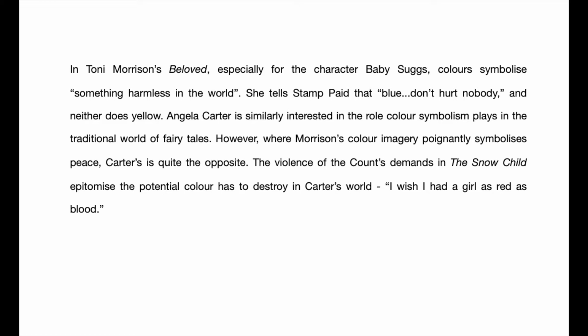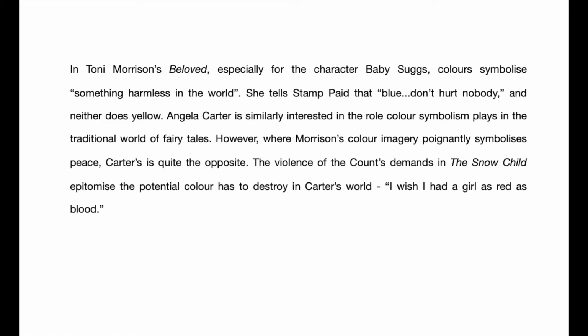Angela Carter is similarly interested in the role colour symbolism plays in the traditional world of fairy tales. However, where Morrison's colour imagery poignantly symbolises peace, Carter's is quite the opposite. The violence of the Count's demands in The Snow Child epitomise the potential colour has to destroy in Carter's world. Quote, "I wish I had a girl as red as blood."